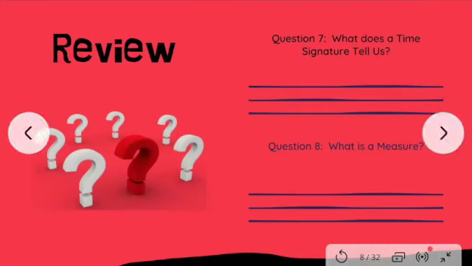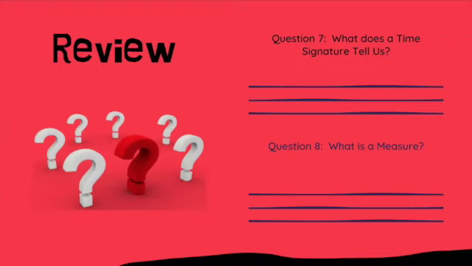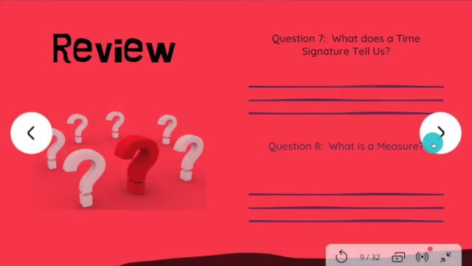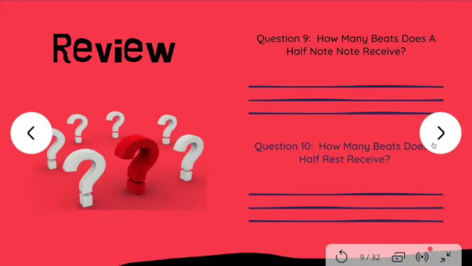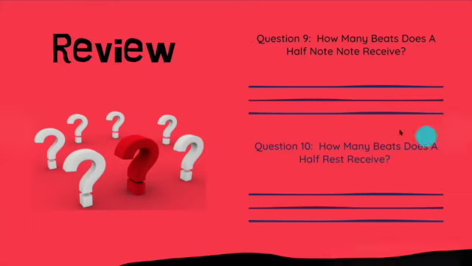What does a time signature tell us? Well, a time signature tells us how many beats are in each measure. What is a measure? Well, a measure is a section of music that starts with a bar line and ends with a bar line. Number 9. How many beats does a half note receive? Well, it receives 2 beats of sound.